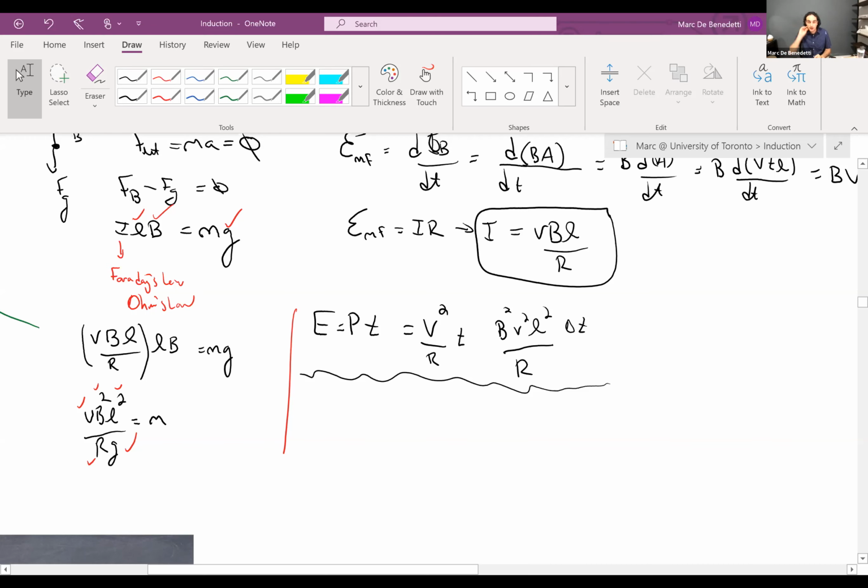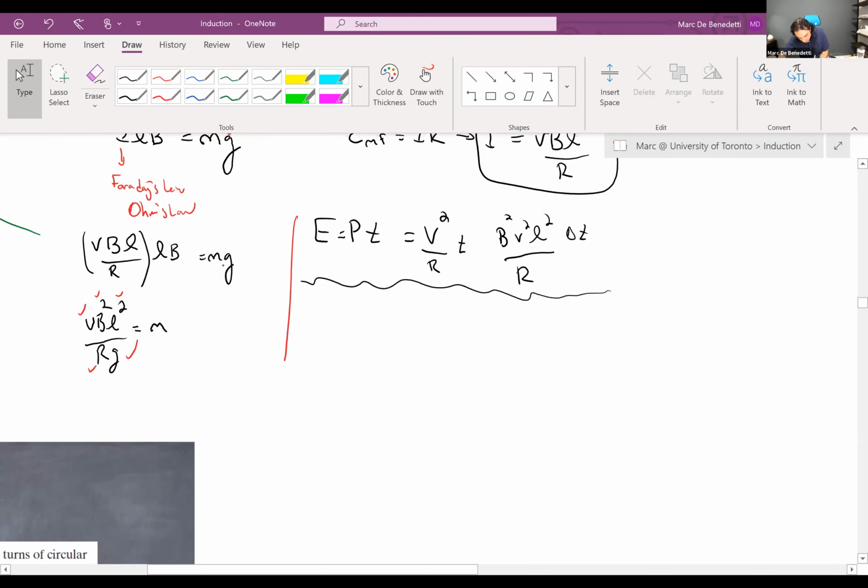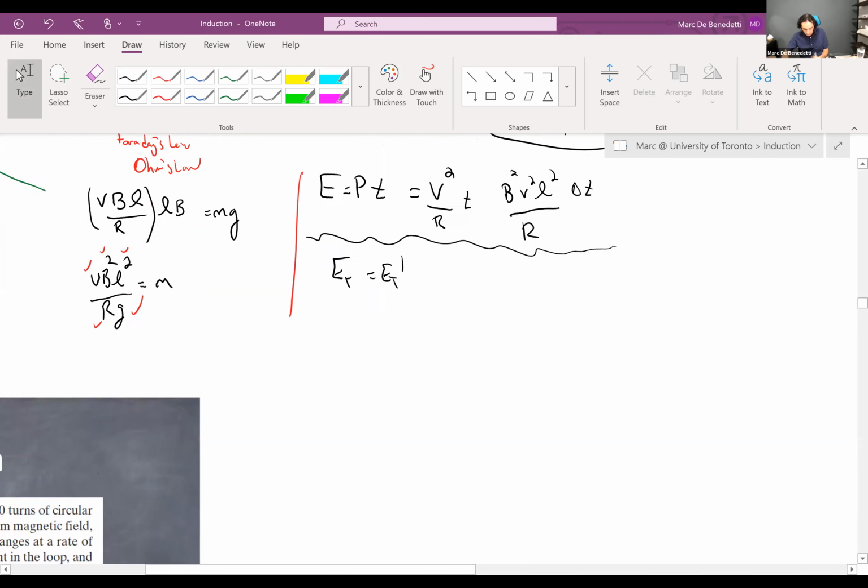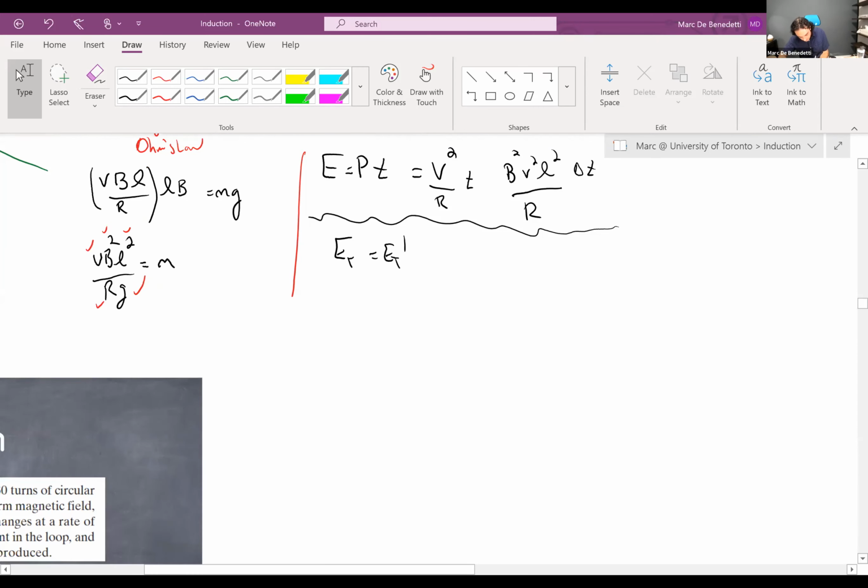Okay, so the other way we can analyze this is to say E total equals E total prime. Whatever energy we've put in, whatever work we've done on the system, is whatever energy is in the system. So what energy did we put in the system? Well, the work done on the system is actually going to be the change in the gravitational potential energy.